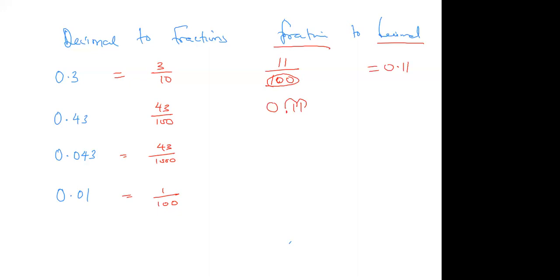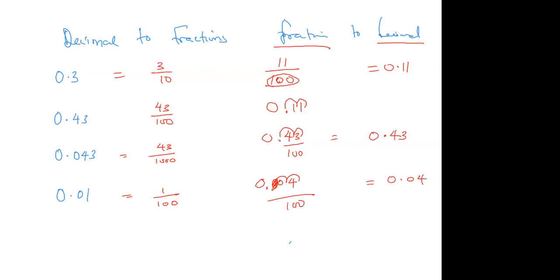So if you have 43/100, you want to change it to decimal. You move it, that is 1, 2. That gives you 0.43. So if you have 4/100, you want to change it to decimal, so you move it to the left twice. 1, 2. That gives you 0.04.